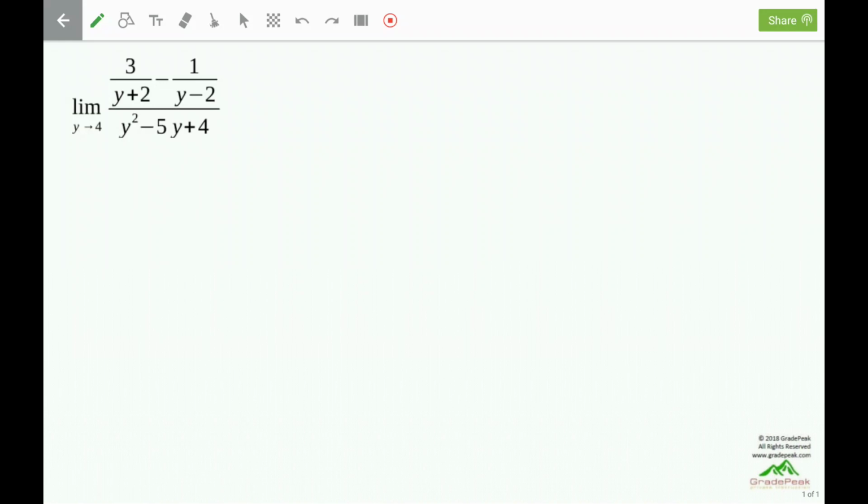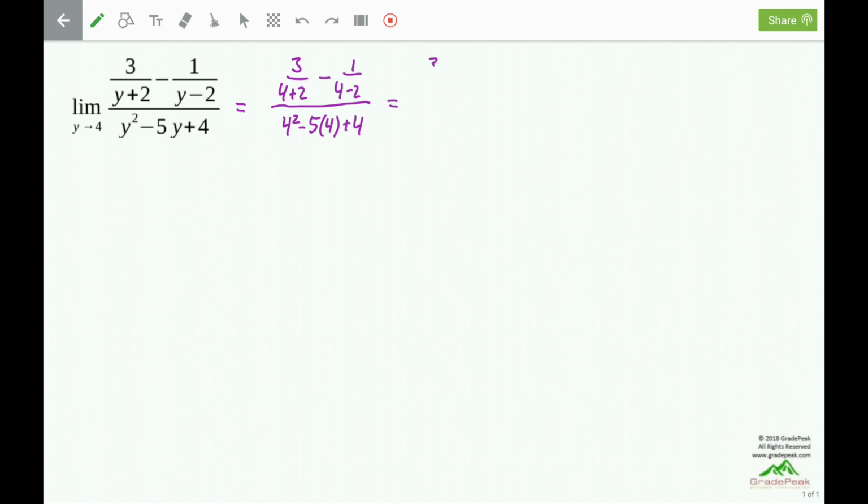The limit as y goes to 4 of 3 over y plus 2 minus 1 over y minus 2, divided by y squared minus 5 times y plus 4. First thing we're going to do is try plugging a 4 in for each of the y's. In the numerator, that will give us 3 over 4 plus 2 minus 1 over 4 minus 2, all of this over 4 squared minus 5 times 4 plus 4.